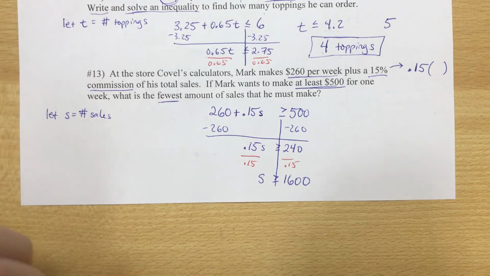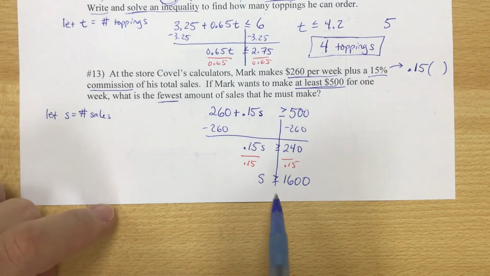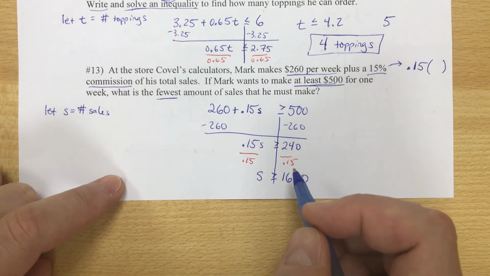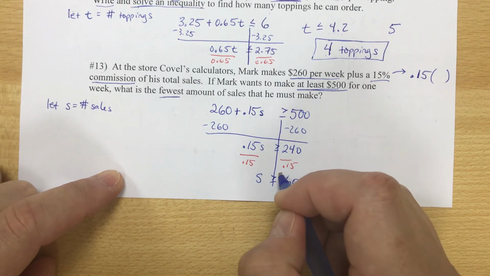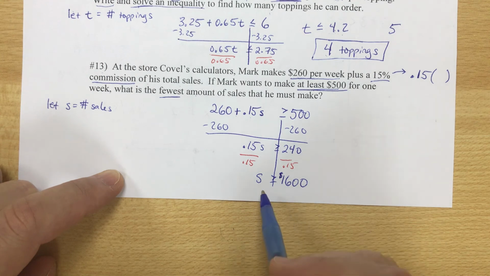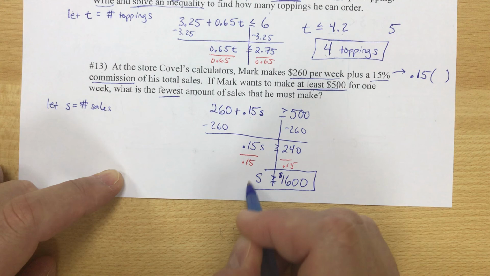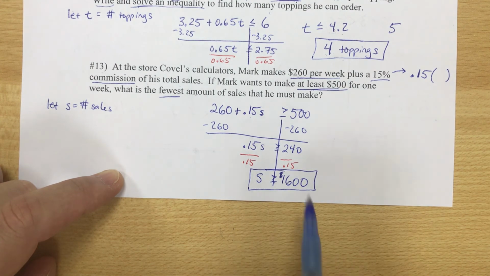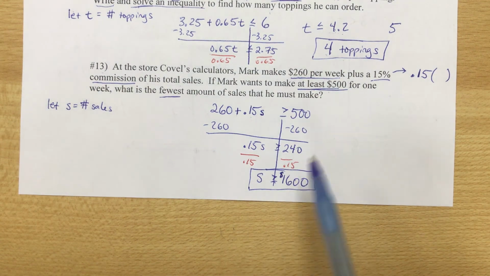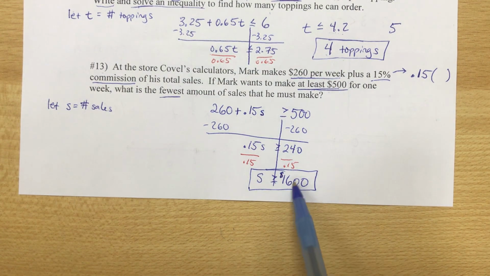1,600. Now, what does this represent? S is the number of sales, or the amount of sales that he has to make. So the money that he has to sell, or the product he has to sell, has to be greater than or equal to $1,600 so that he can make a total of $500 in 1 week, at least 500. Now, if he sells more, he makes more, but at the very minimum, he has to make $1,600 of sales. And that is the end of the notes.